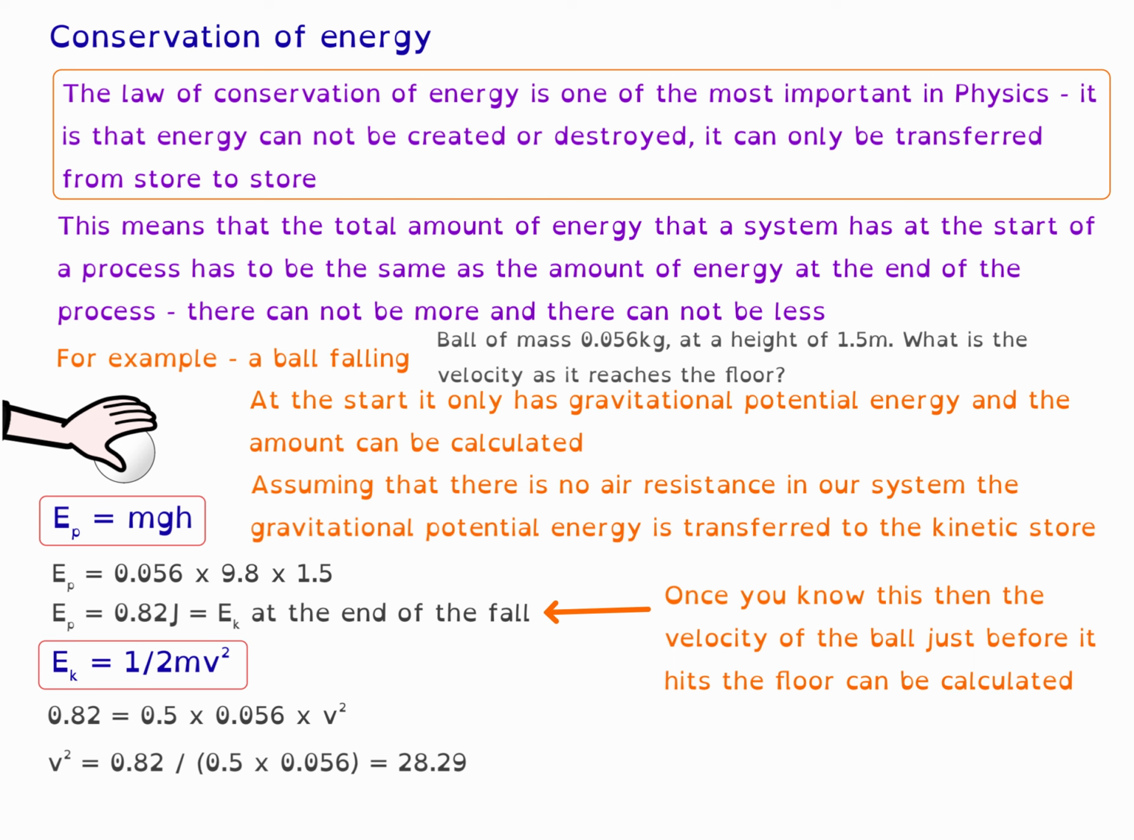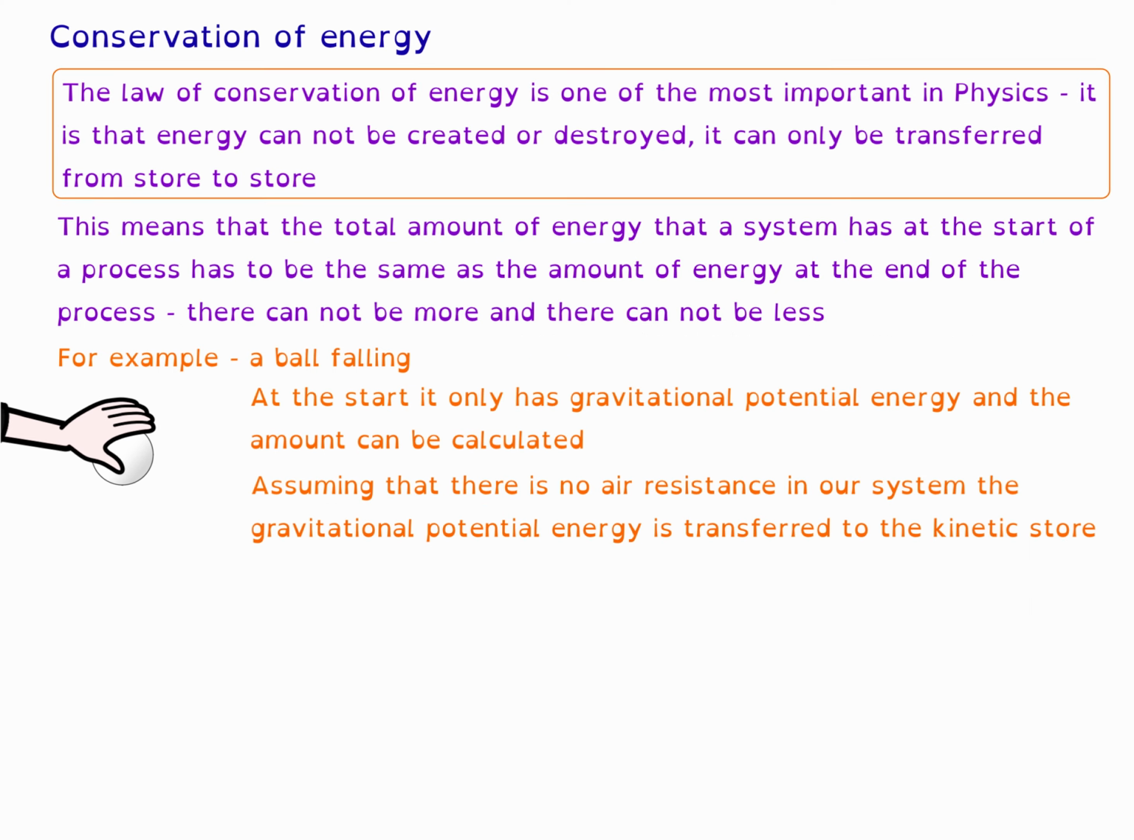So then we have to square root that, and that gives us our final answer of 5.31 metres per second. This is a second way of doing the same calculation, but this time we're going to do it without using mass. As we've said, we're going to assume that there's no air resistance in our system, which means that all the gravitational potential energy is transferred into the kinetic store.